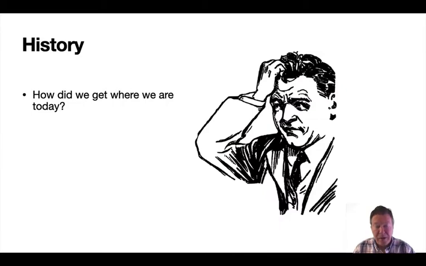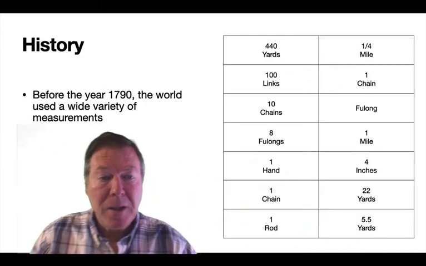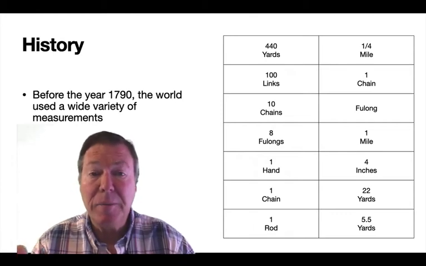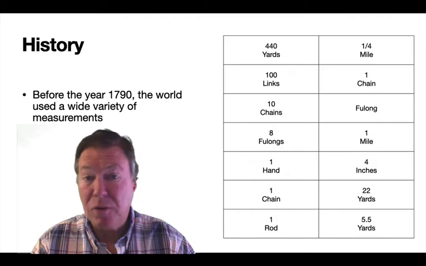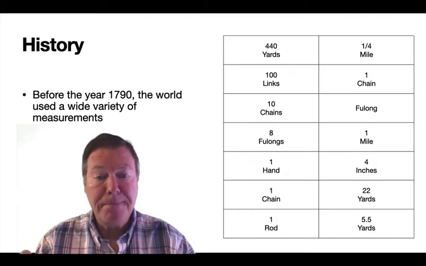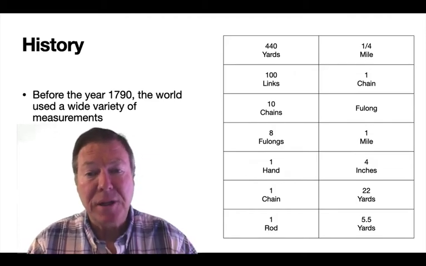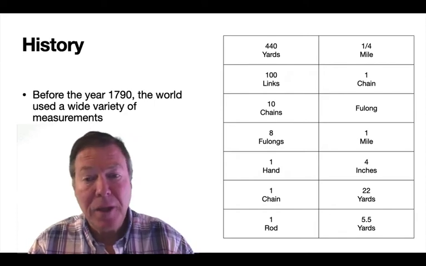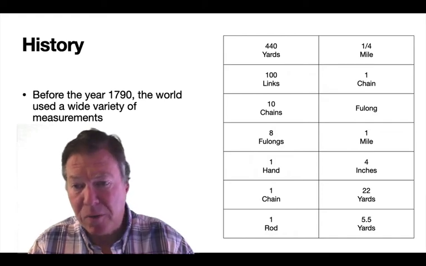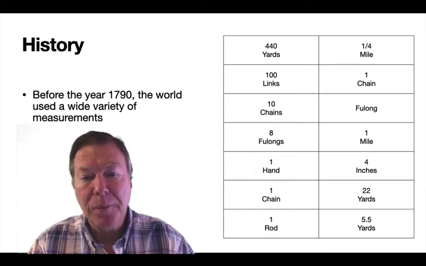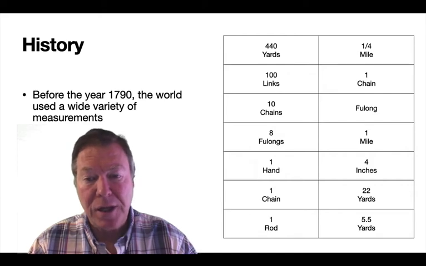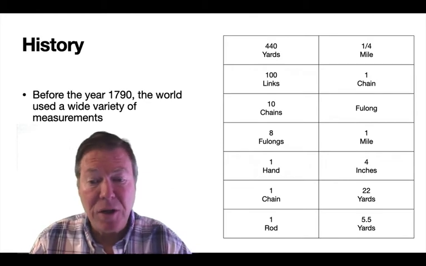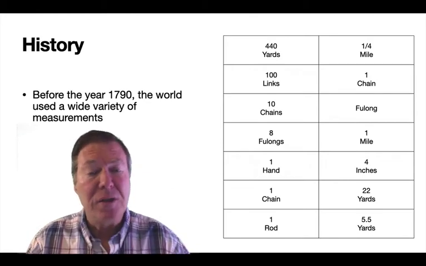So how did we get to where we are today? Well, before 1790, and if you think about the 1790s, this was a little bit after our revolution, okay? So we measured things in like yards. 440 yards was a quarter mile. 100 links was a chain. 10 chains was a furlong. That's spelled wrong on the slide. Oops. 8 furlongs is a mile. 1 hand is 4 inches. 1 chain is 22 yards. A rod is 5.5 yards. These are all measurements that we use.